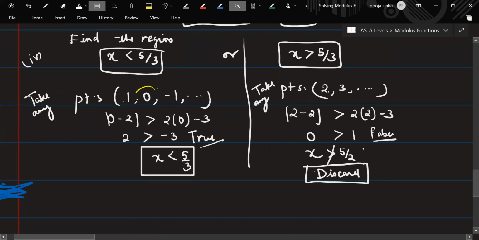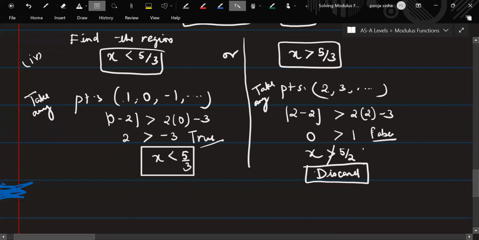So I took an easy number. I took 0. You put it in the inequality now. So 0 minus 2 is greater than minus 3. I'm getting this as true. Which means x is less than 5 by 3 is true. Got it?